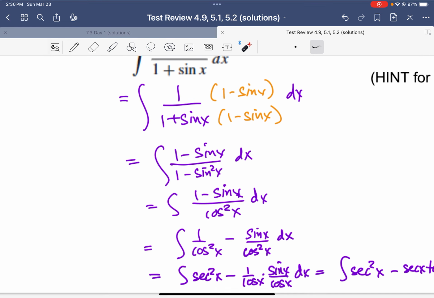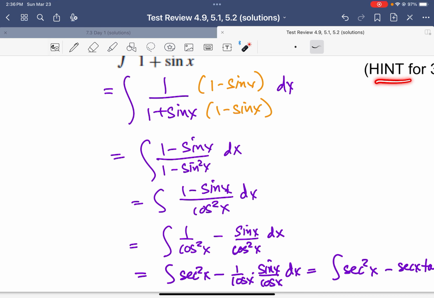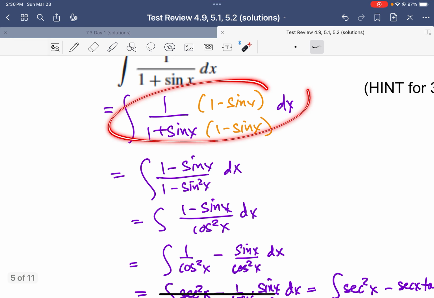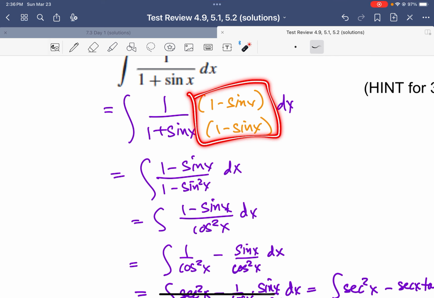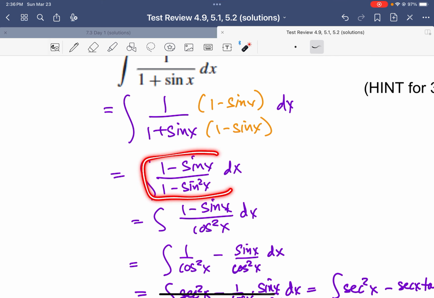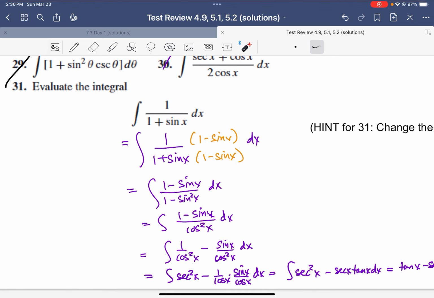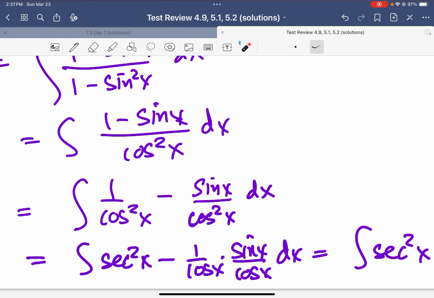Okay. 31, the hint was to change the form. Well, guess what? If you multiply it by this well-chosen 1, you end up getting this. Why might you do that? Because we often like to multiply by that conjugate on the top and bottom. And because the bottom ends up being cosine squared, but then a difference of two things over a common denominator is the first one over the denominator minus the second numerator over the denominator.